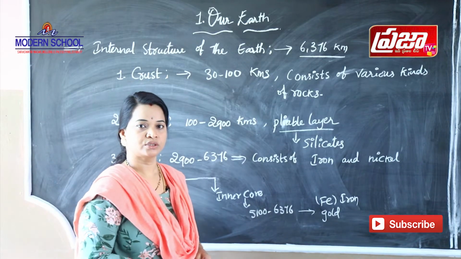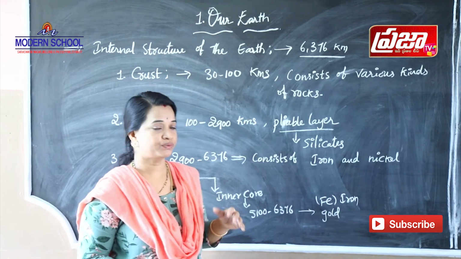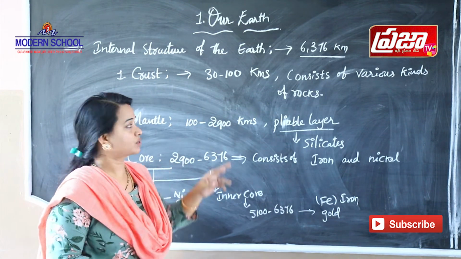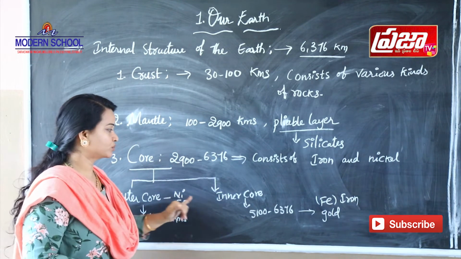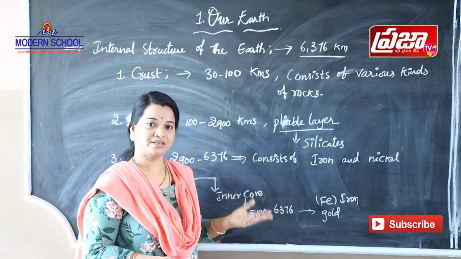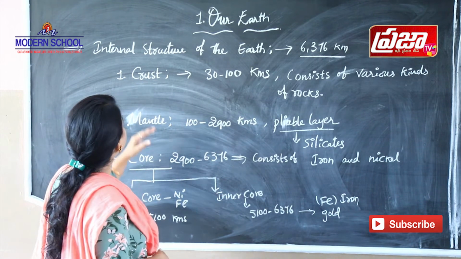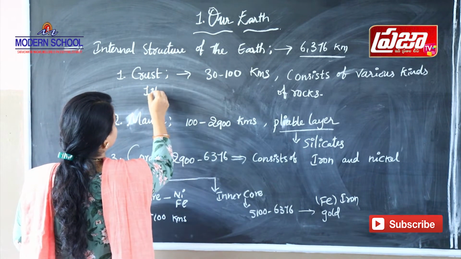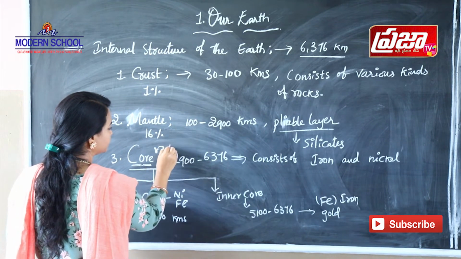So the next topic of the lesson on earth is the internal structure of the earth. As we have discussed in the previous video, the earth has 3 layers, that is the crust, mantle and the core. Again the core is divided into 2 parts, outer core and inner core. We have discussed how these 3 layers formed in the previous video, that the crust is just 1%, the mantle 16% and the core is 83%.